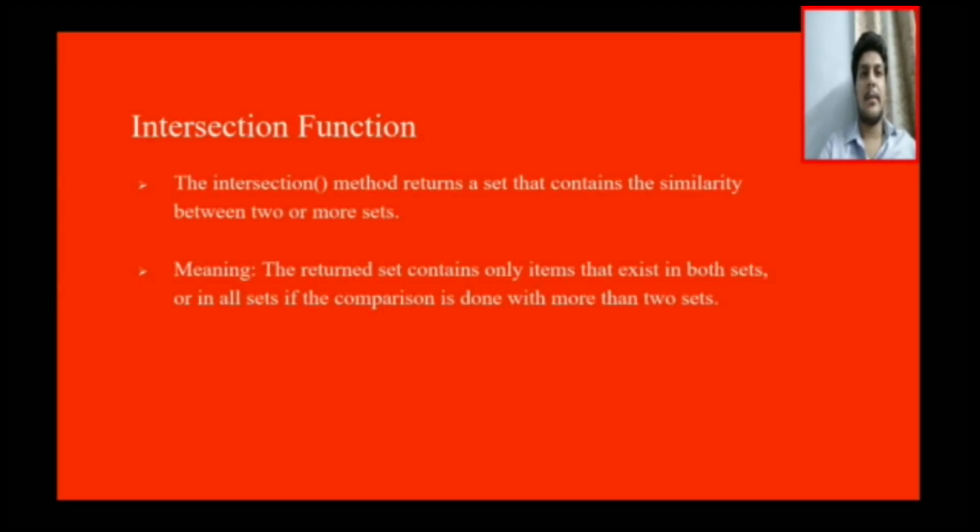Here are some set methods through which we can execute our program. The first one is the intersection function. The intersection method returns a set that contains the similarity between two or more sets. It is similar to the mathematical operation that is also known as intersection.